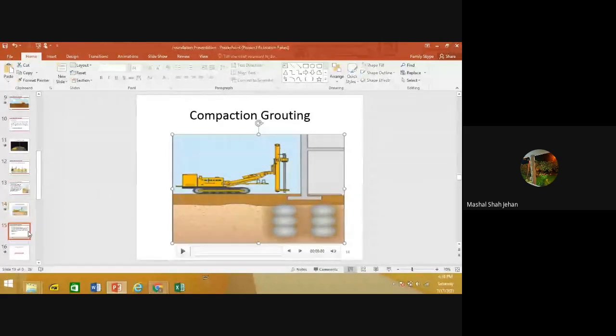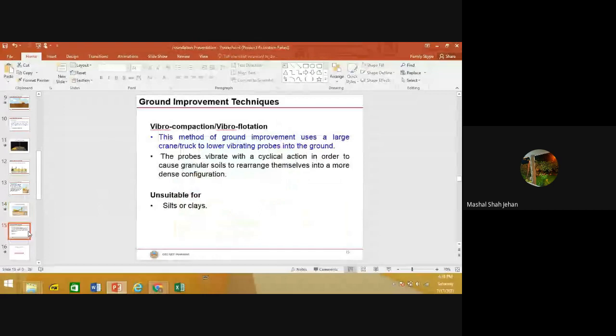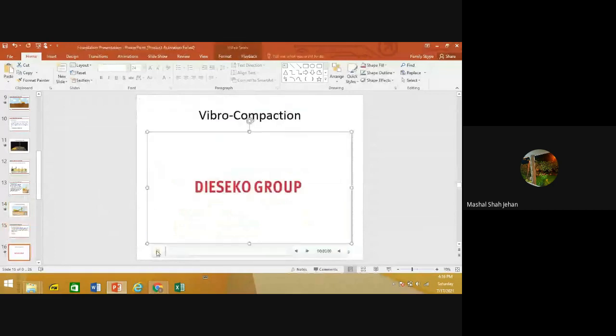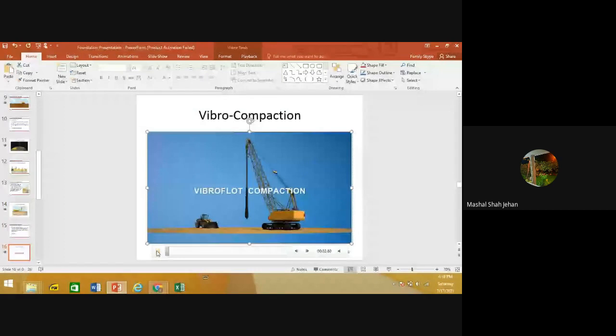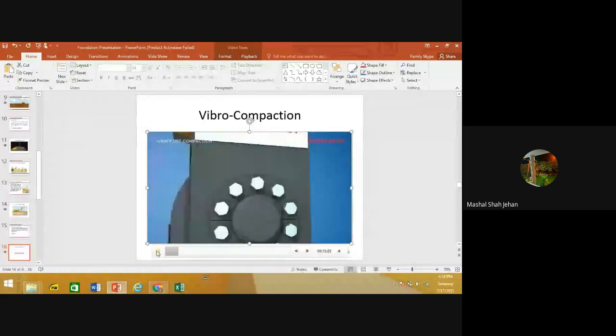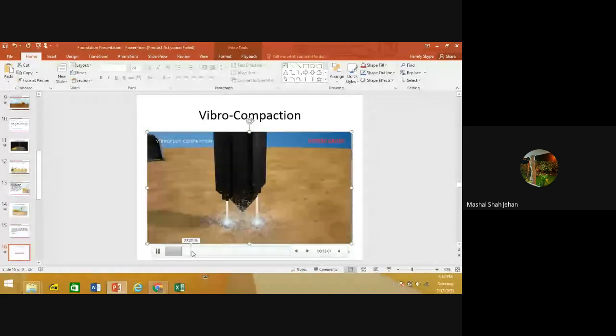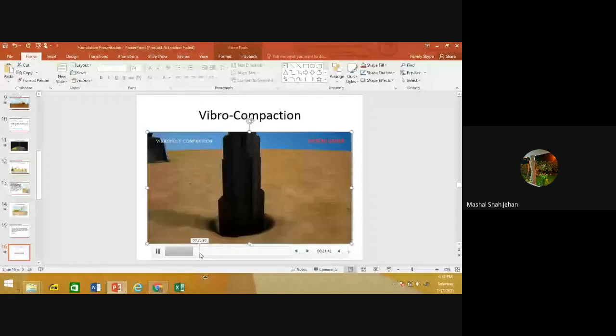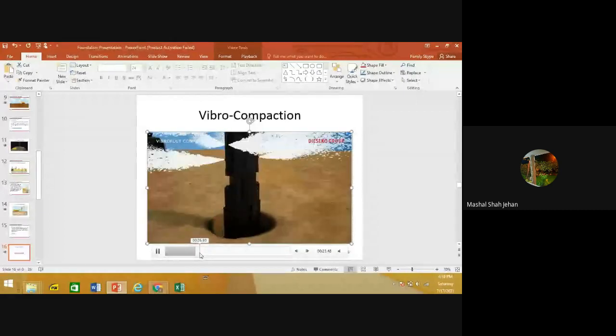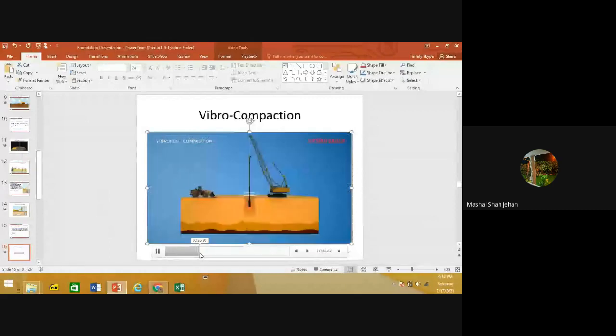Okay, the next one is vibrocompaction or vibroflotation, again explained with the help of a visual. This method of ground improvement uses a large crane, which can be seen in this video, to lower vibrating tubes into the ground. The probes vibrate in cyclic action to cause the granular soils to rearrange themselves into a denser configuration. See the cyclic motion.